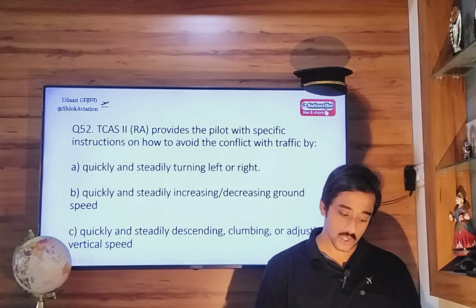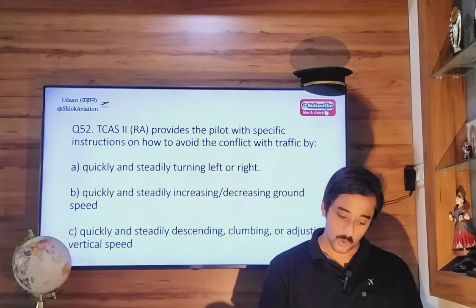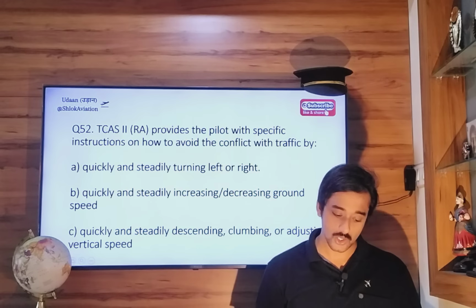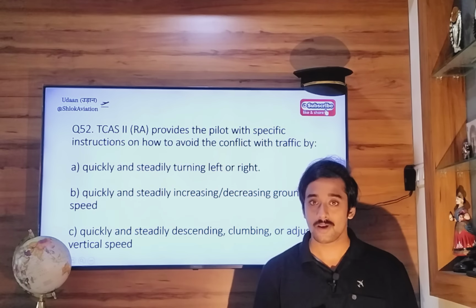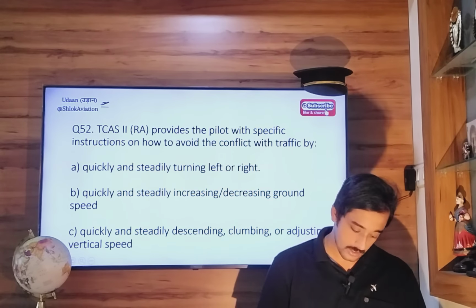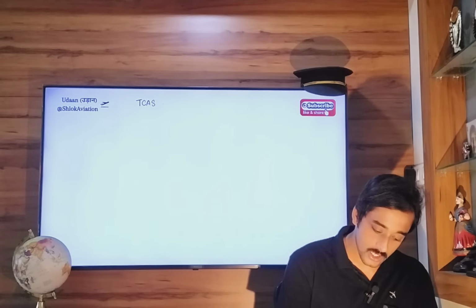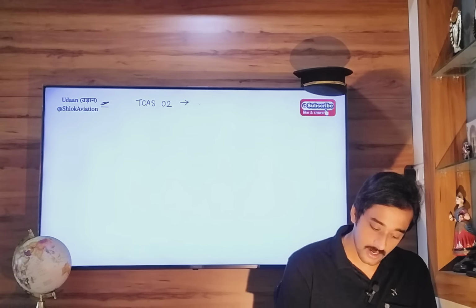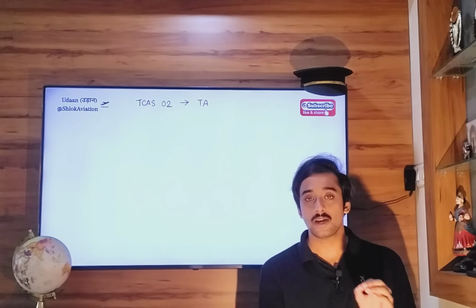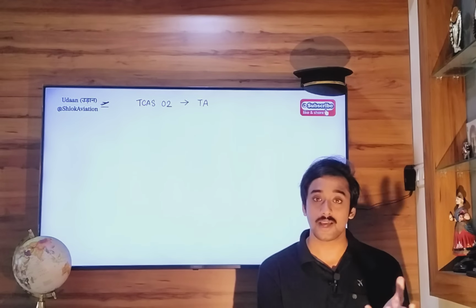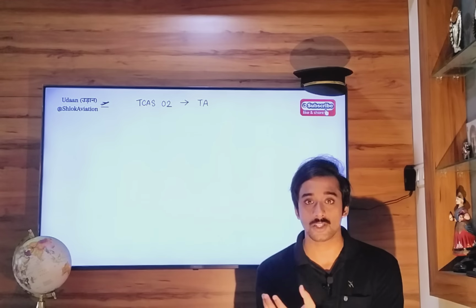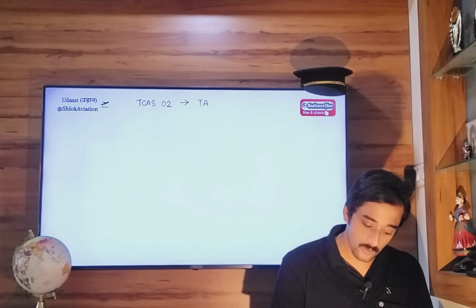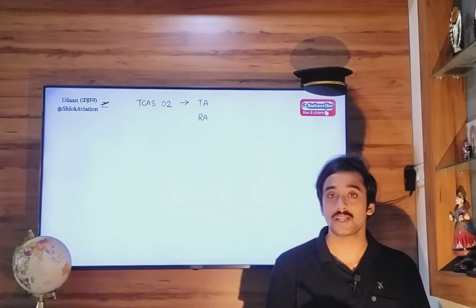Next, TCAS 2 Resolution Advisory provides the pilot with specific instructions on how to avoid the conflict with neighboring traffic. By what? So TCAS 2 is the next version or an advanced version of TCAS 1. In TCAS 2, you get a traffic advisory first, and if the situation which warrants the generation of a traffic advisory gets worsened or deteriorates, you will get next a resolution advisory.